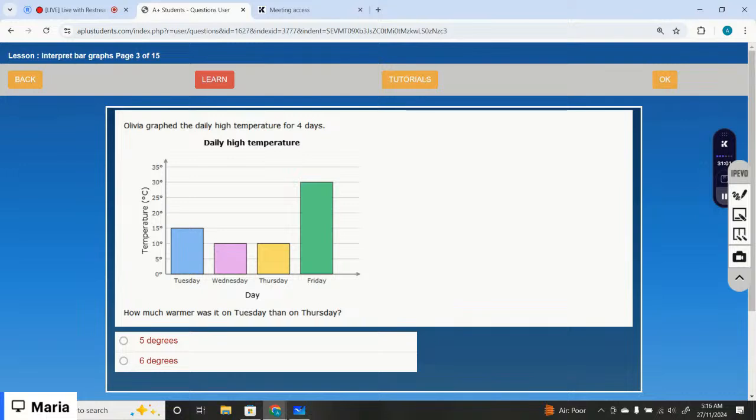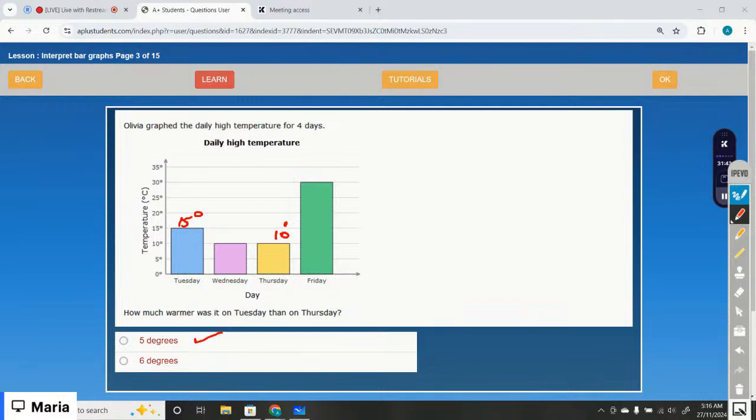Olivia graphed the daily high temperature for 4 days. How much warmer was it on Tuesday than on Thursday? On Tuesday it is 15 degrees and on Thursday it is 10 degrees. So that means Tuesday is 5 degrees warmer than Thursday.